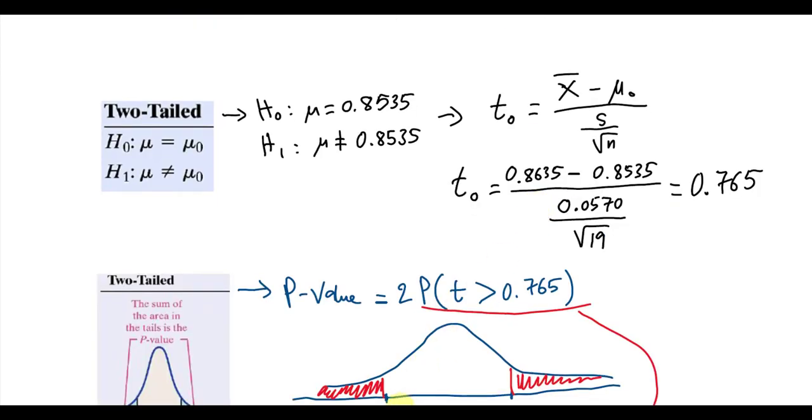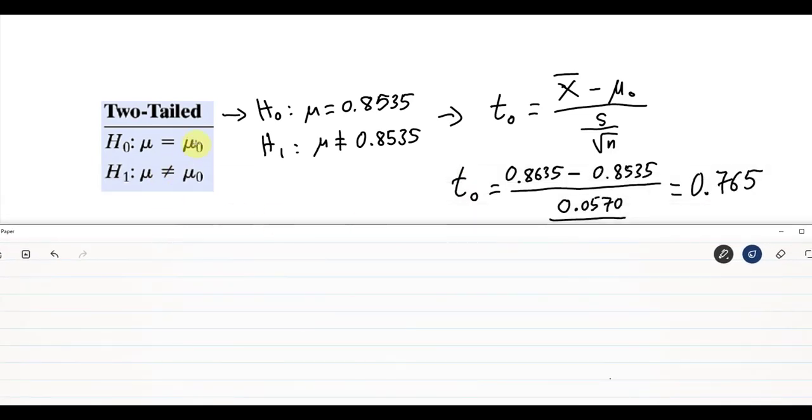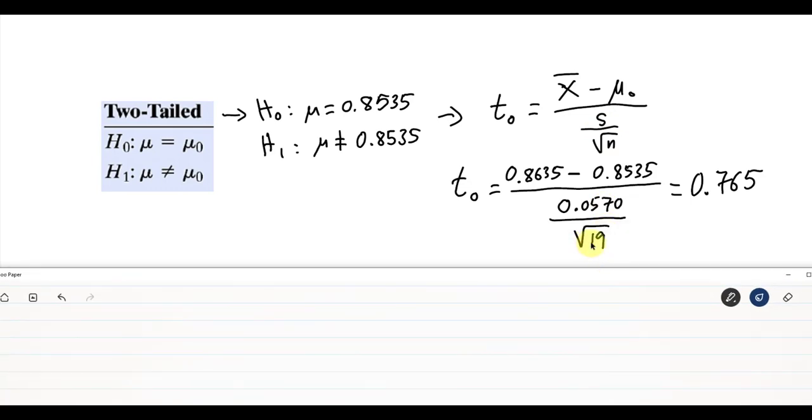Okay, so now it is the two tails test. Again, this value is your mu naught. So I apply the student t, the t statistic. We got x bar, we got mu naught here, the sample standard deviation, and then the n, the sample size. So you got this value, 0.765.